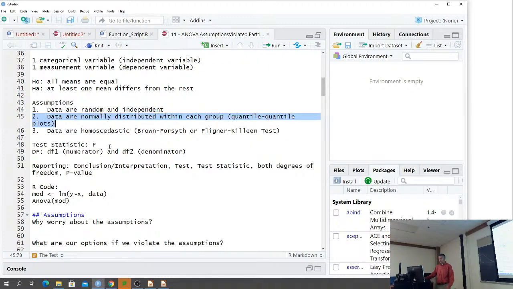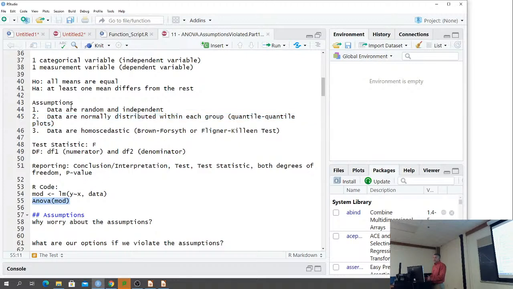All right, when we run the test, we have an F statistic. We've got two degrees of freedom. We're going to have our p-value, and we report basically all five aspects. And in order to run it, we do our two-step process. We first make a linear model, and then we generate our Anova table.